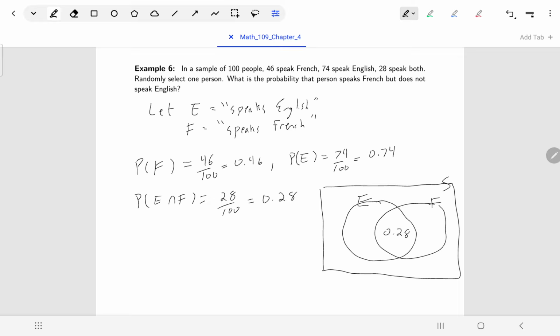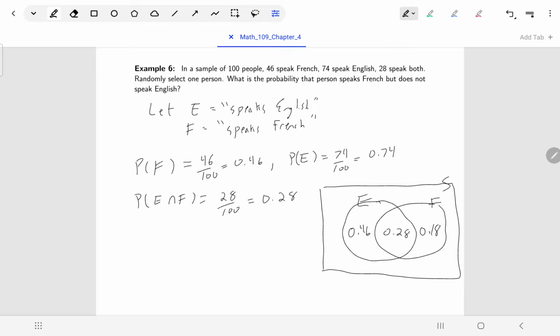So the same as before, we're going to use subtraction to figure out what's in the remaining zones. 0.74, all of E should add up to that. I've already put in 0.28. So 0.74 minus 0.28 is 0.46. Similarly, the French circle should all add up to 0.46, and I've already got 0.28 in it. So 0.46 minus 0.28, in other words 0.18, should be the probability of being just inside of F.